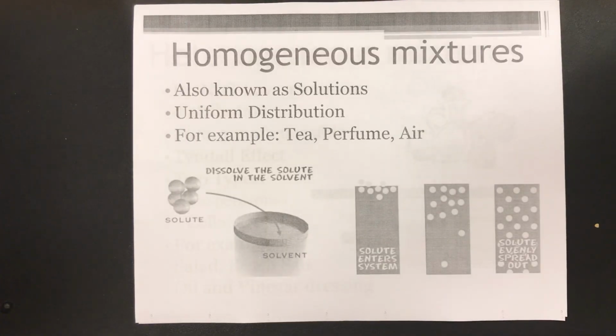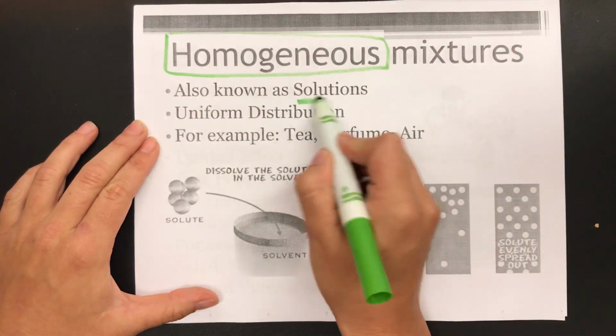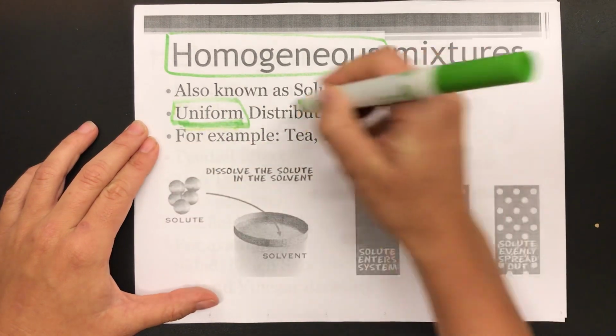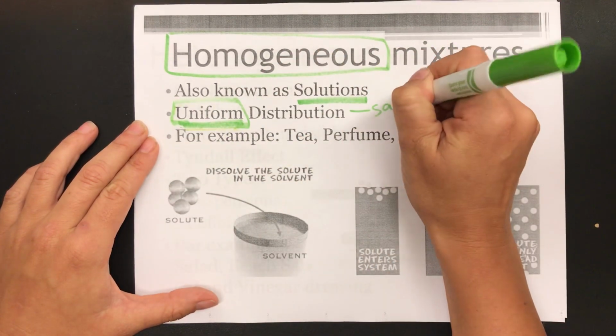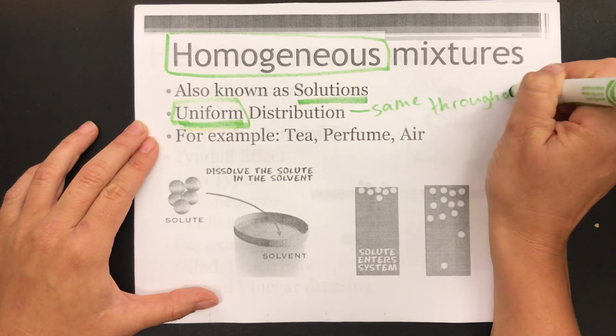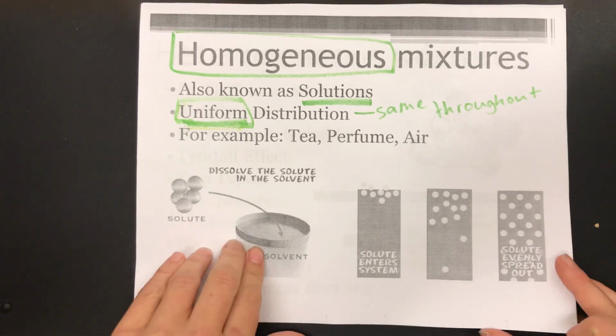Now let's specifically talk about each one. So homogeneous, some properties of it. They're known as solutions. Uniform distribution. Uniform, again, means same throughout. It looks the same throughout the entire thing. Examples: tea, perfume, air. Air is a mixture, a homogeneous mixture. It's not a compound, it is a homogeneous mixture. You can't see the different things that are in it. Okay.